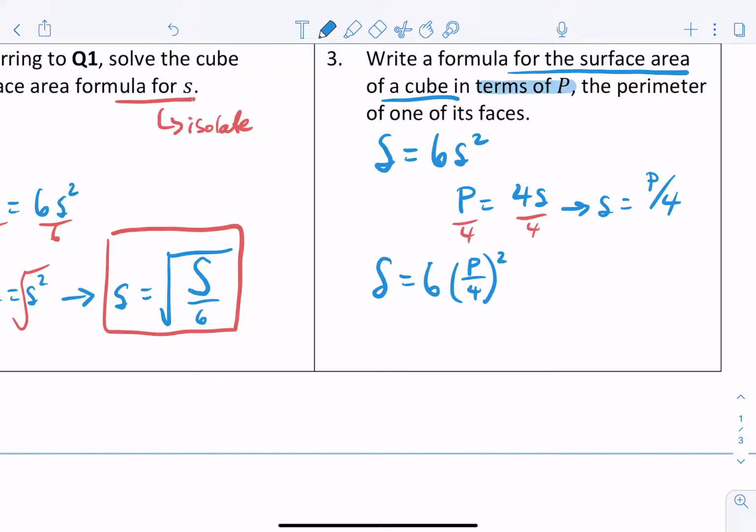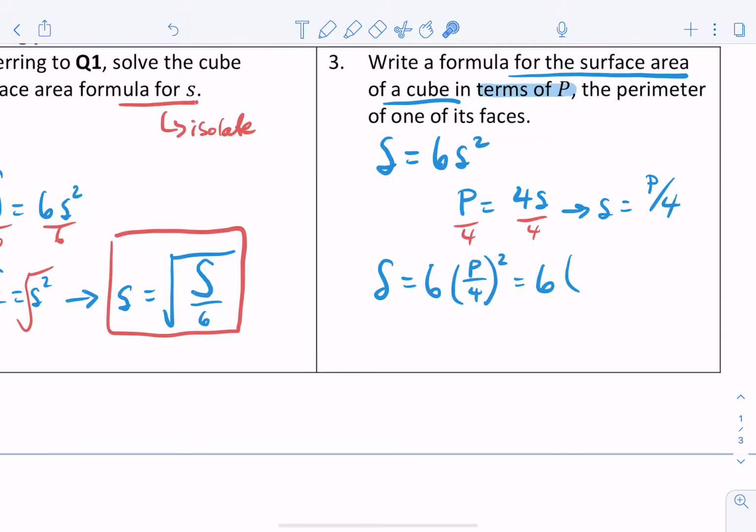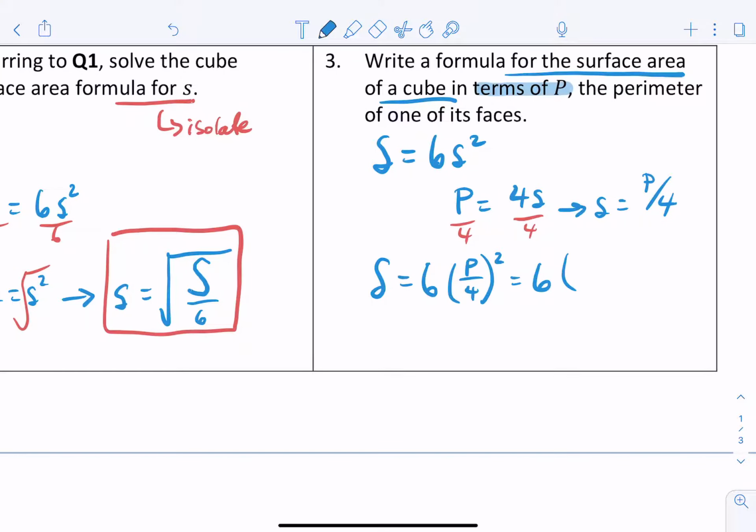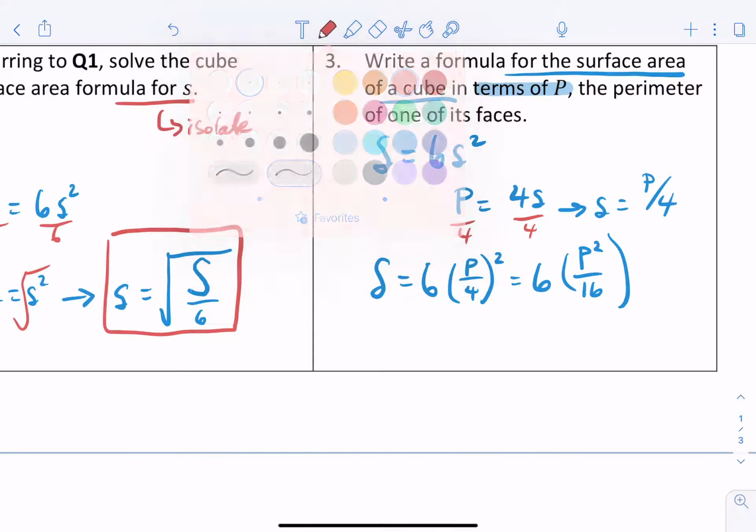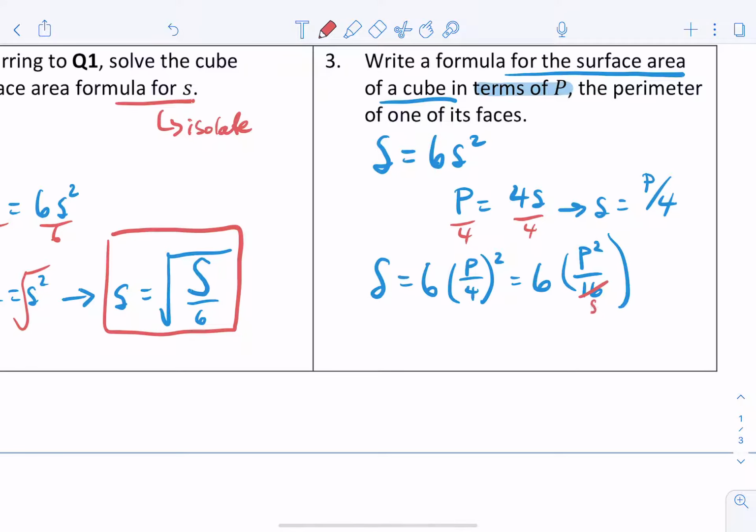And you can leave it like that if you want to, but I think we can do some algebra and clean this thing up just a little bit. I need to square both pieces inside of the parentheses here, so p gets squared and the 4 gets squared. And then 4 squared is 16. And then 6 and 16 have a common factor of 2. Divide that by 2 and we'd get 8. Divide this one by 2 and we'd get 3.